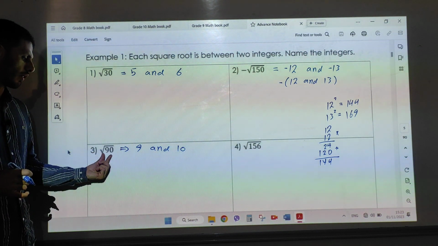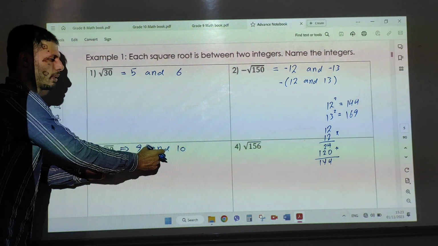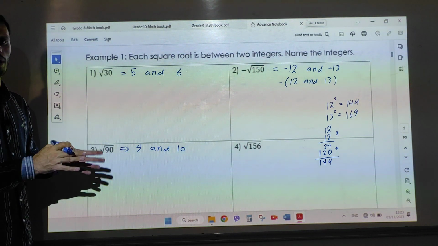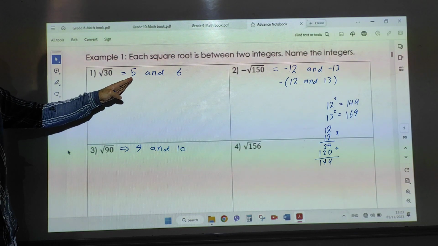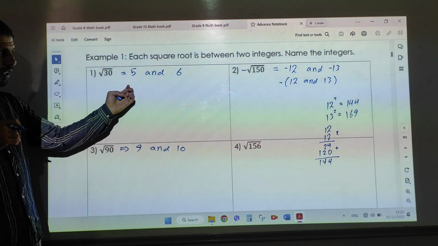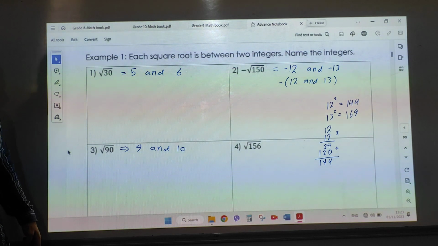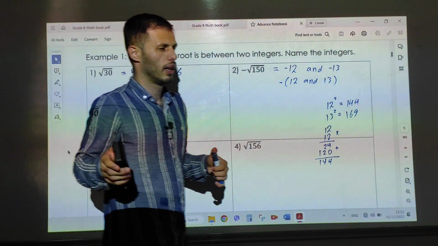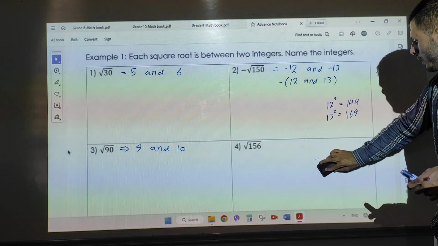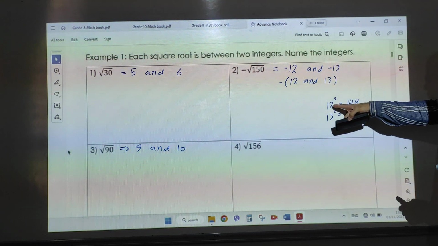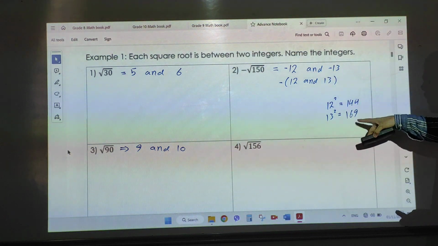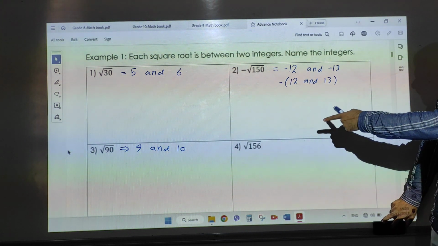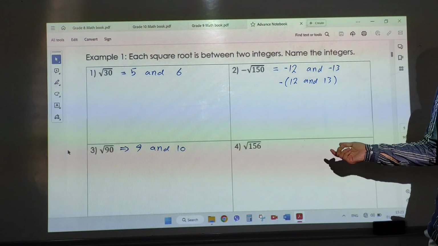When we say the square root of 90, it is a number between these two. It means it's 9 point something, maybe 9.4 or 9.5, something like that. Same here: it is 5 point something, greater than 5 and less than 6. That's how we do it. For the next question, 156, we knew from the previous question that 12 to the power 2 is 144 and 13 to the power 2 is 169. So again, 156 is between these two.